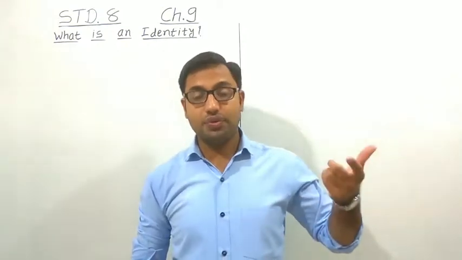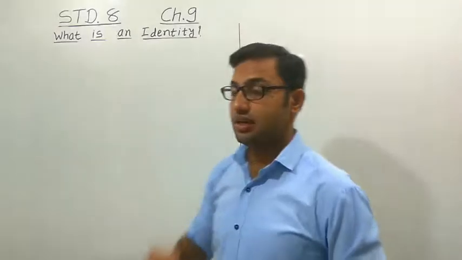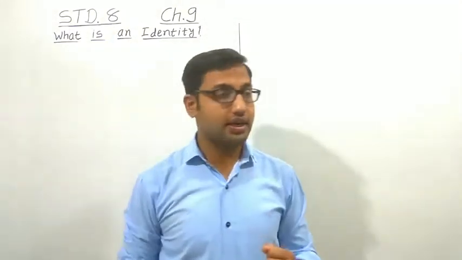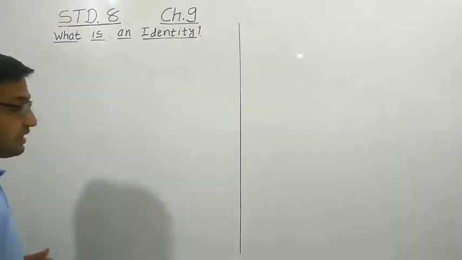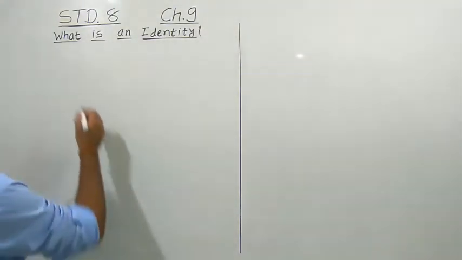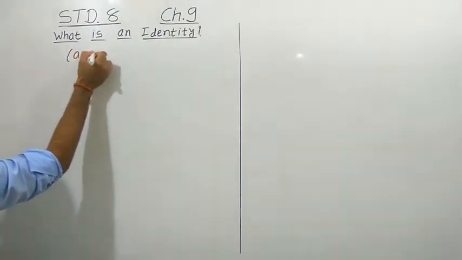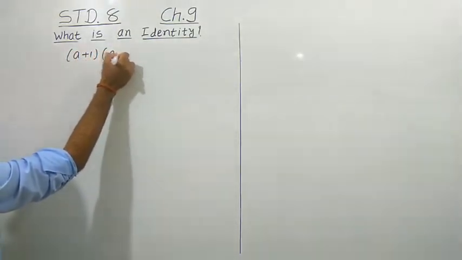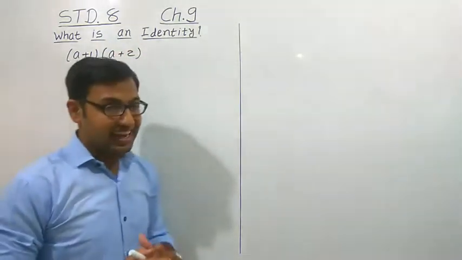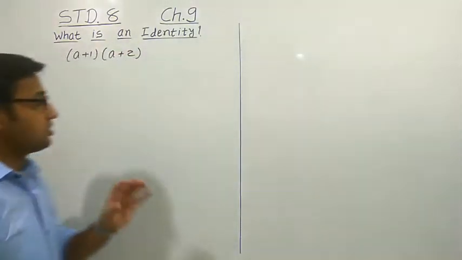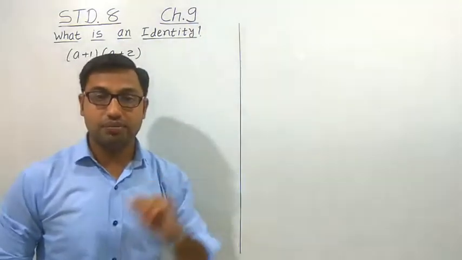Now the next topic is identity. So the first question is, what is an identity? Let us take an example and understand it. Suppose we have two algebraic expressions which are in multiplication. The first one is a plus 1 and the second one is a plus 2. So these are the algebraic expressions. Two algebraic expressions are there, both in multiplication.